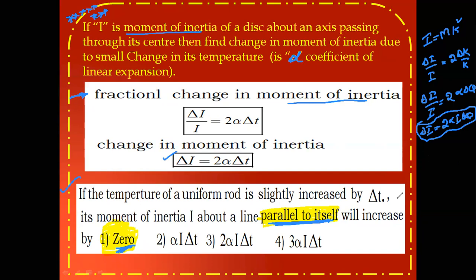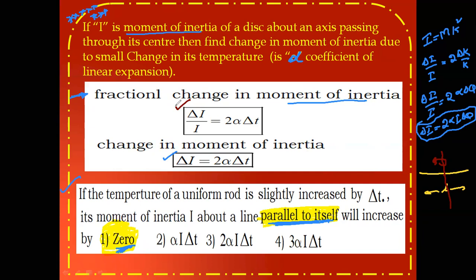So what is the relation? If you take a rod of length L, and the axis of rotation is perpendicular to the length of the rod and passing through the center, in that case, we can have these relations. This is one of the very important ones.